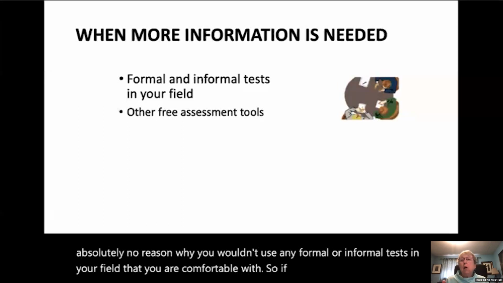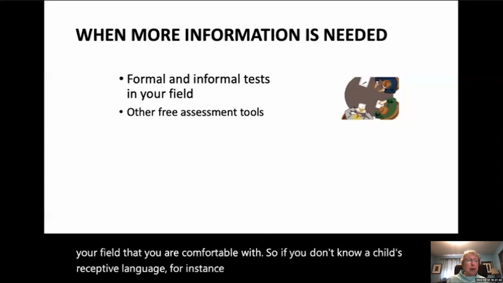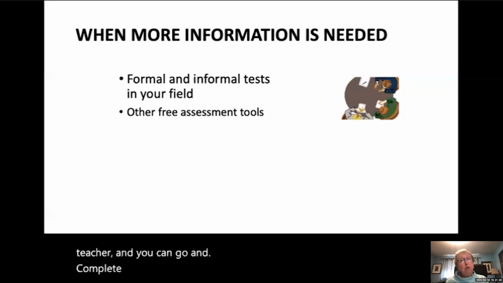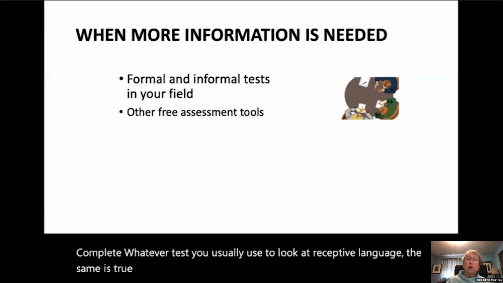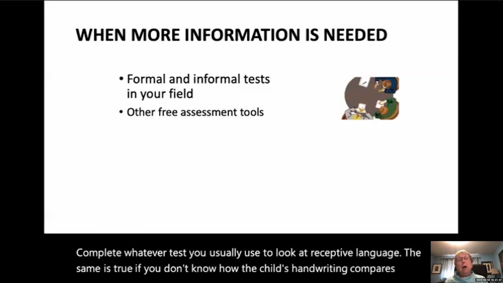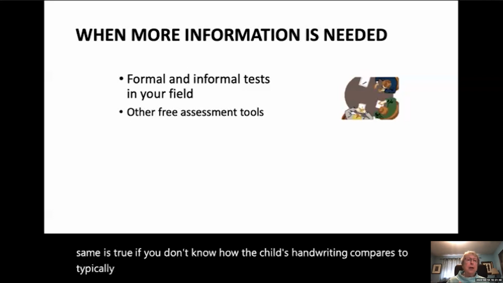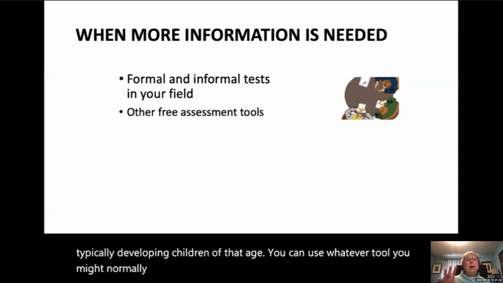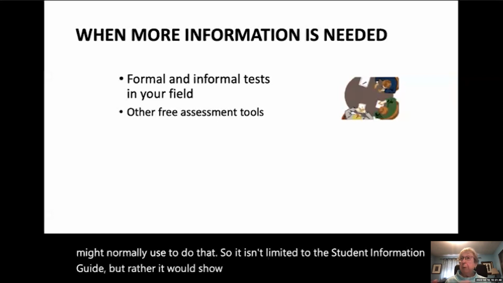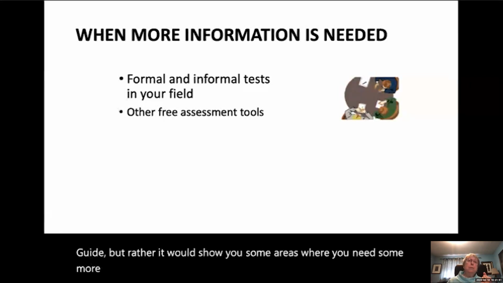So if you don't know a child's receptive language, for instance, and you're the SLP and the classroom teacher, well, you can go and complete whatever test you usually use to look at receptive language. The same is true if you don't know how the child's handwriting compares to typically developing children of that age. You can use whatever tool you might normally use to do that. So it isn't limited to the student information guide, but rather it would show you some areas where you need some more information. And that's our whole goal, is to get all that information we need.